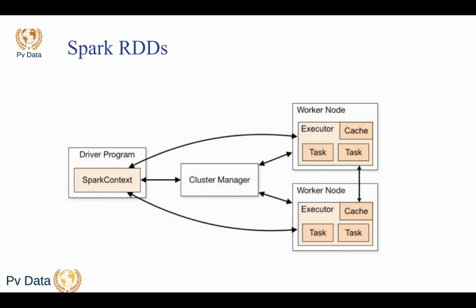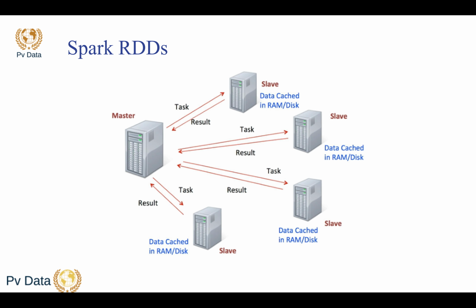So this is a Spark RDD. There is a driver program which creates a Spark context, and there is a cluster manager here, and the Spark context will send work to a worker node. A worker consists of an executor. An executor consists of tasks and a cache. In Spark RDD, there would be a master node and slaves, like a typical Hadoop system.